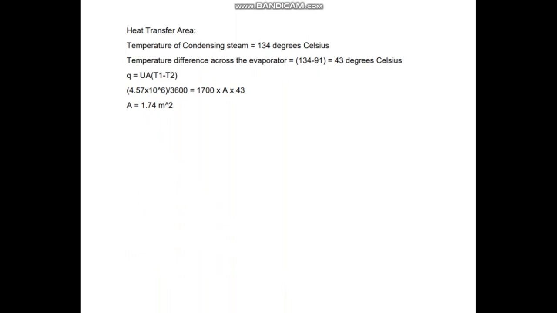So getting the heat transfer area, 4.57 times 10 to the power of 8 over 3,600 is equal to 1,700, the heat transfer coefficient, times the area and times the temperature difference across the evaporator. So the area is 1.74 meters squared.